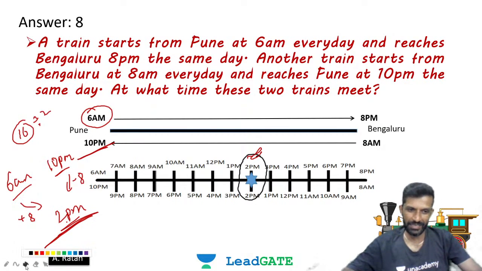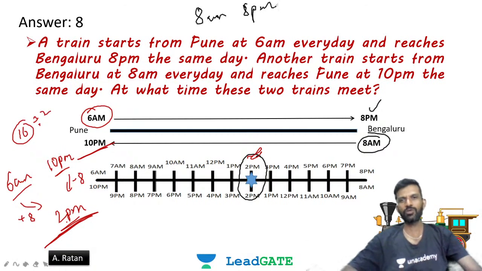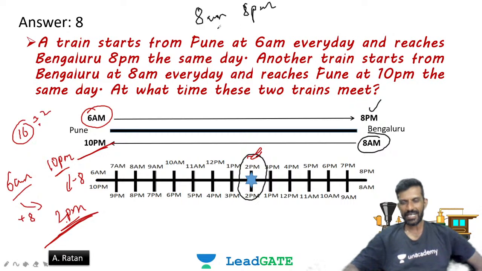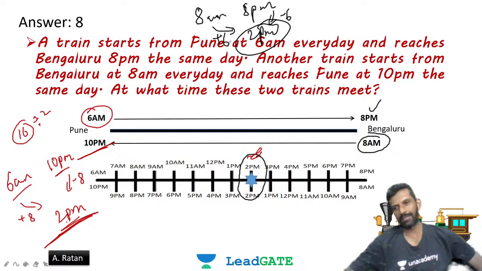Or else you can even take this one. If you are taking 8 AM, the starting time of the Bangalore train, you have to take the reaching time of the other train, which reaches Bangalore, that is 8 PM. 8 AM to 8 PM, how many hours gap? It is exactly 12 hours gap. 12 divided by 2, how much will it come? 6 hours. Morning 8 o'clock you add 6 hours, or else night 8 o'clock you subtract 6 hours. In both cases you will be getting 2 PM, which is their meeting timing.